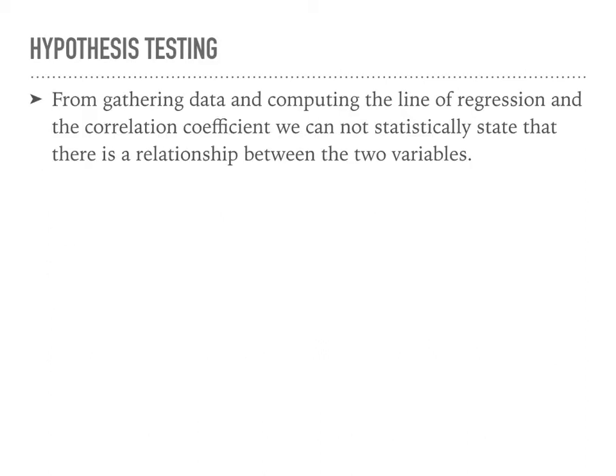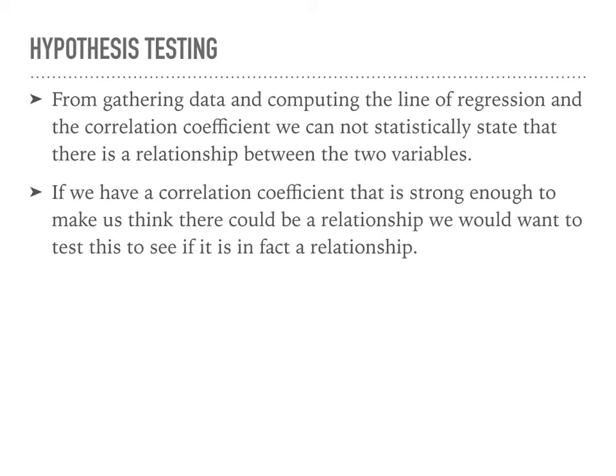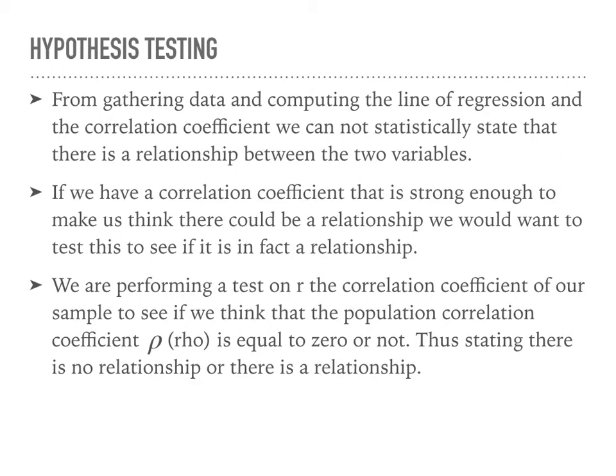Now, hypothesis testing. From gathering data and computing the line of regression and correlation coefficient, we still cannot statistically state that there is a relationship between the two variables. If we think a correlation coefficient is strong enough, then we could test to see if there is a statistical relationship. We are performing a test on r, the correlation coefficient of our sample, to see if we think the population correlation coefficient rho is equal to 0 or not, thus stating that there is no relationship or that there is a relationship.